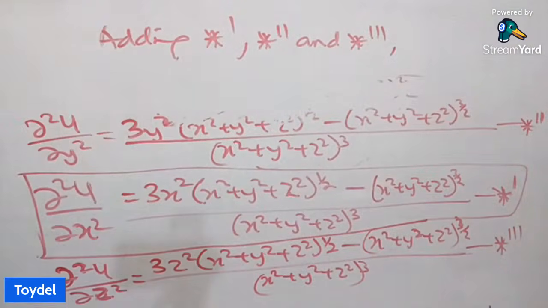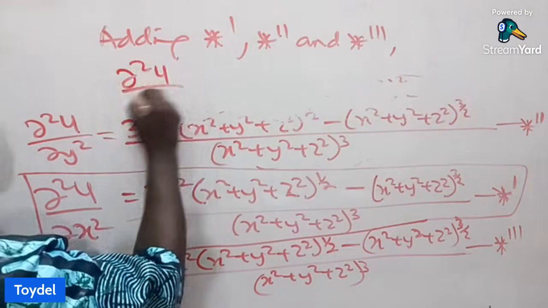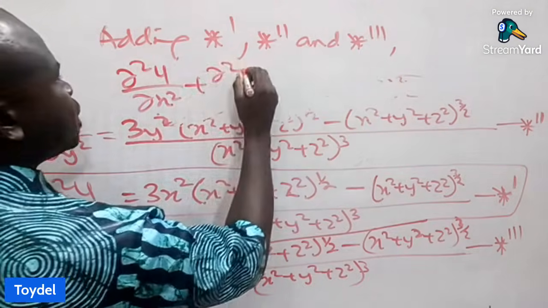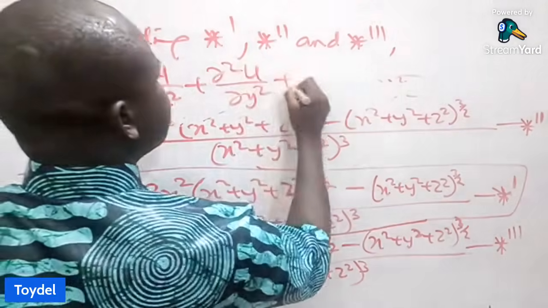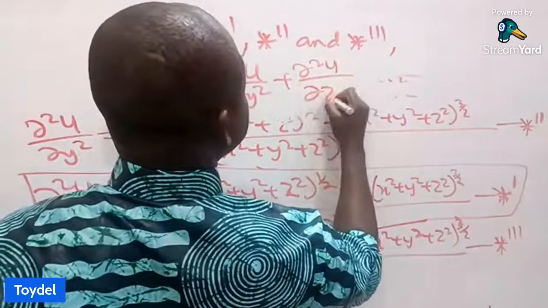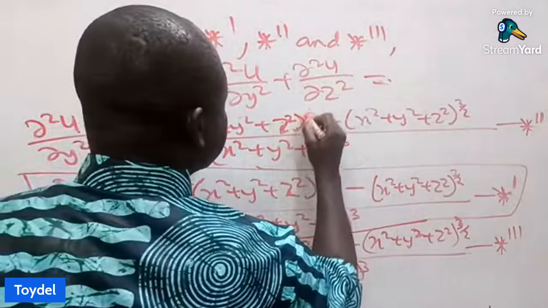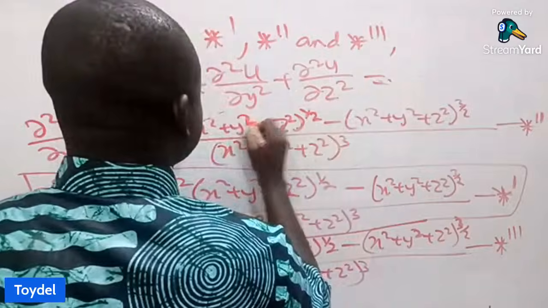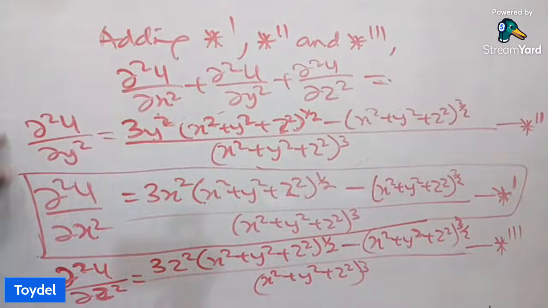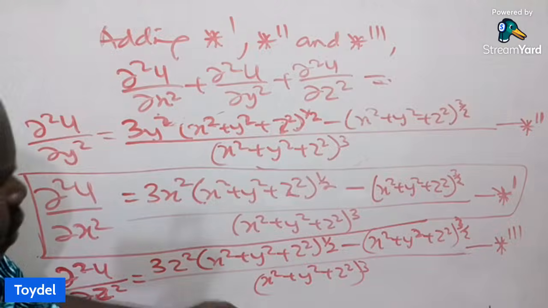So what will happen if you add everything together? We have this plus this plus this together. We realize that del square u over del x squared plus del square u over del y squared plus del square u over del z squared will give us, if we add all the three together, the only difference that you have here, this is half. Okay. If you add all these three together, look, everything is the same. The LCM is the same.